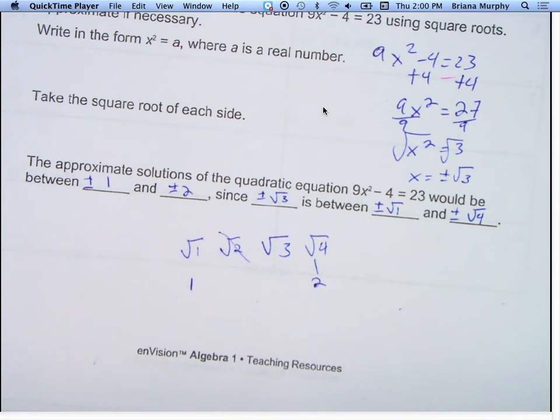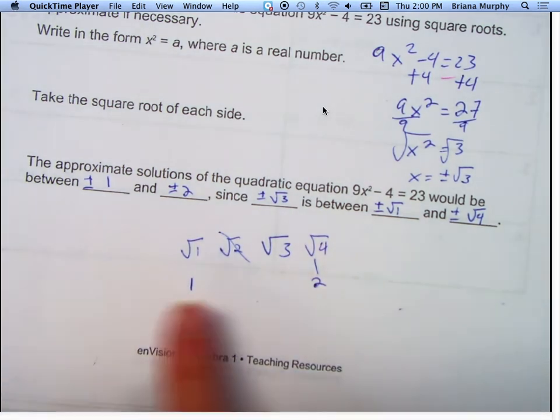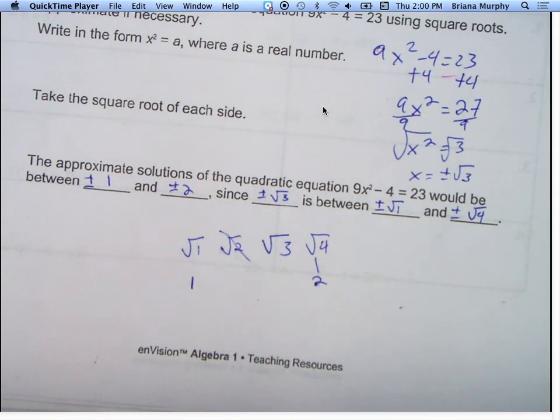Jane, do you have a question? What's the last one? Where it says and? 4 or 9? 4.